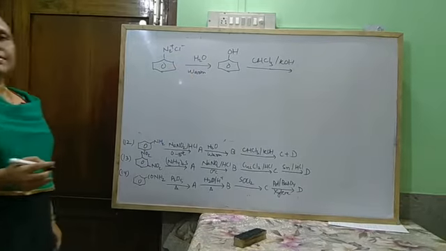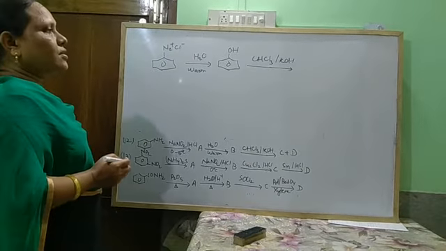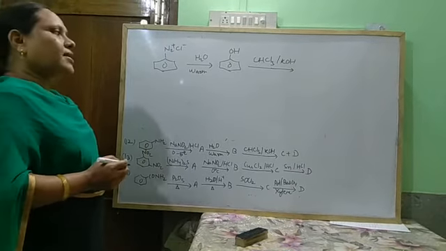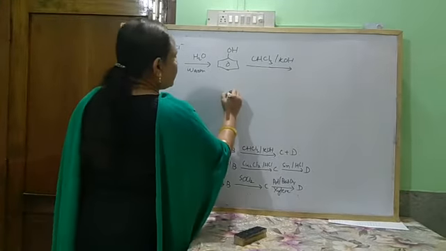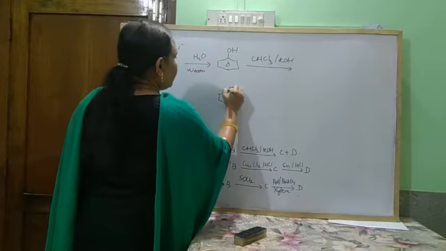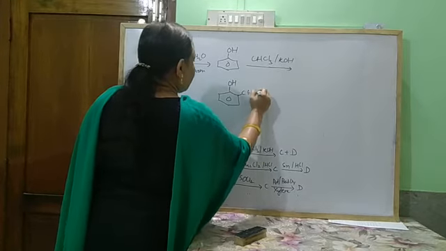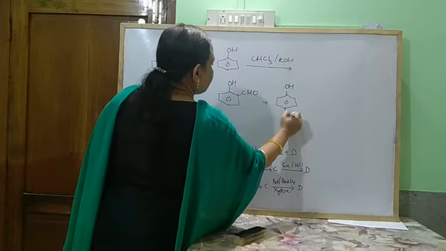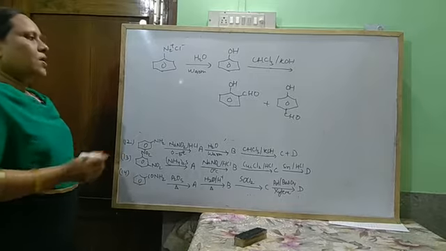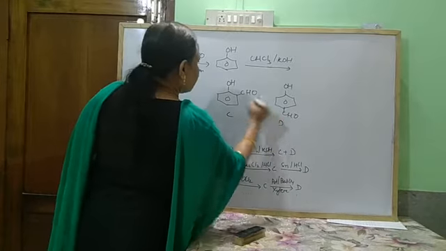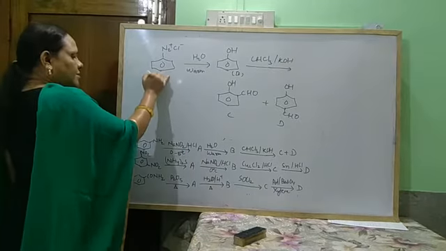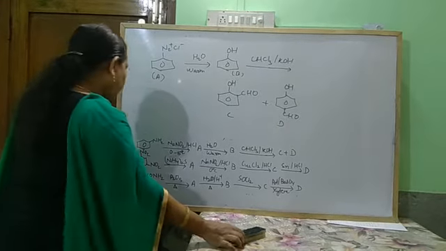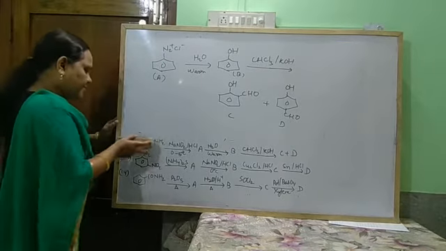it undergoes Reimer-Tiemann reaction to form ortho-hydroxybenzaldehyde and para-hydroxybenzaldehyde. So C and D are OH, CHO and OH, CHO. Okay, ortho-hydroxy. So this is C, this is D, this is B, and this is A. This is question number 12. Next come to question number 13.